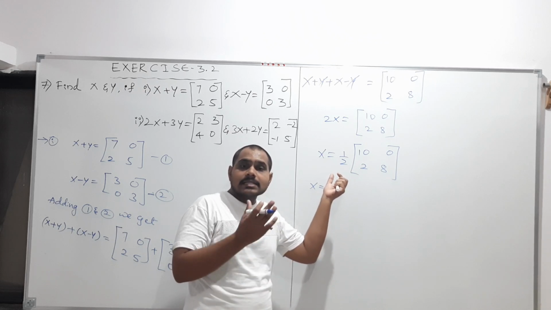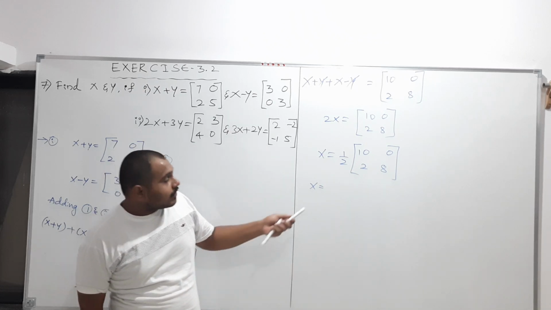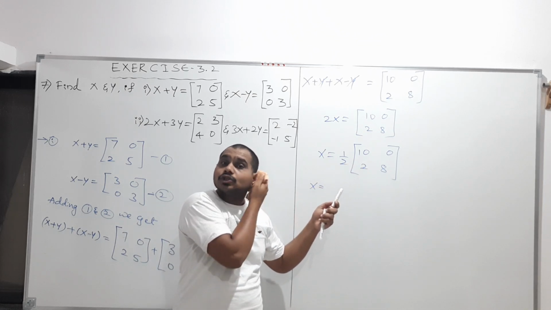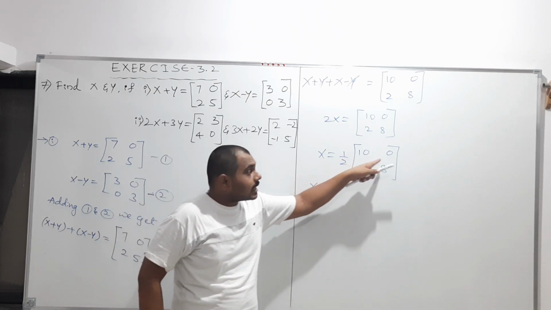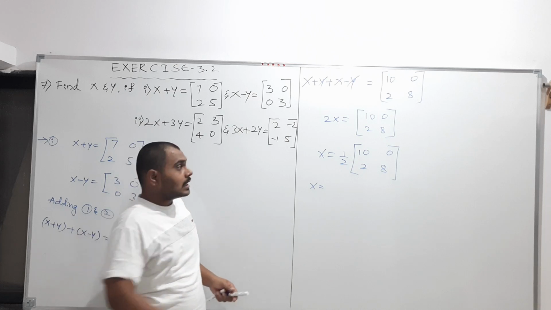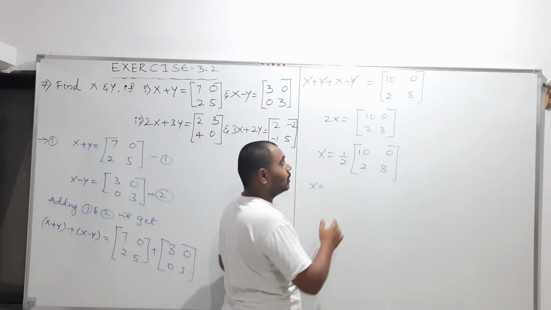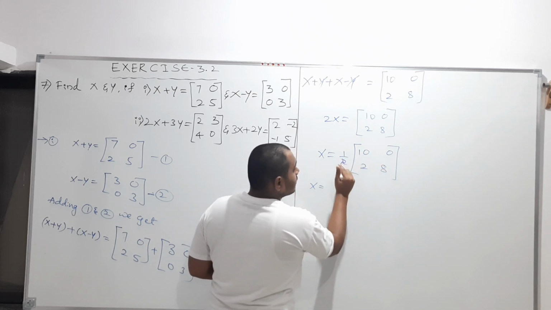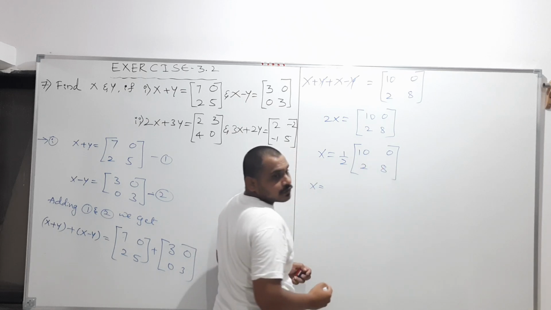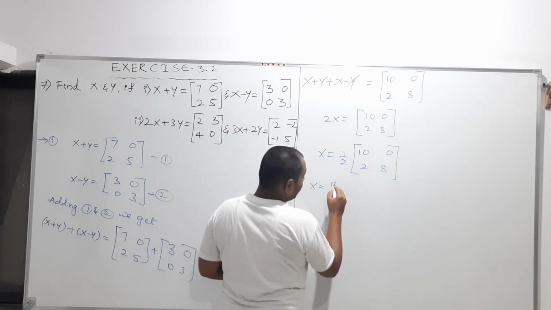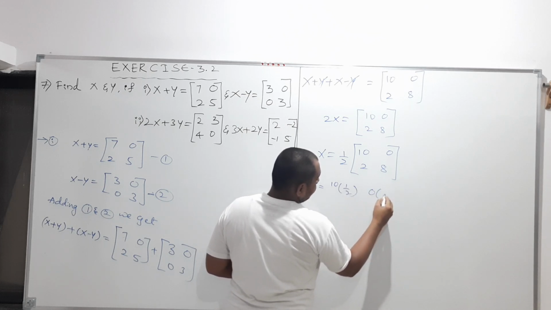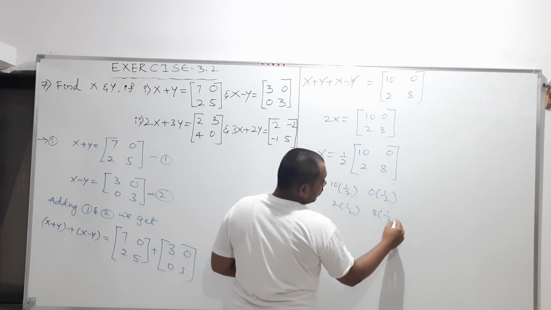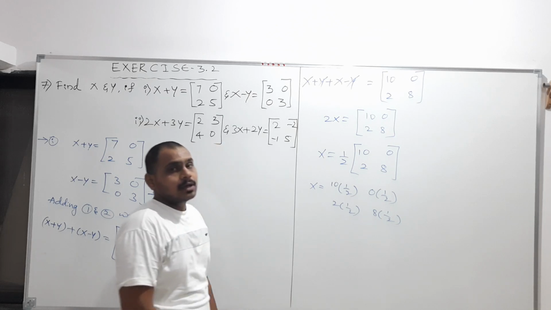We discussed while explaining the properties that if I have any scalar and I want to multiply the scalar with a given matrix, how should I multiply? I should multiply each element of the given matrix. So therefore this half will act as the constant value. This constant value I will multiply with this matrix. So I am multiplying this half with each element of the given matrix. That will become, my dear student, 10 into half, 0 into half, next 2 into half, 8 into half. To every element I am multiplying with 1 by 2.